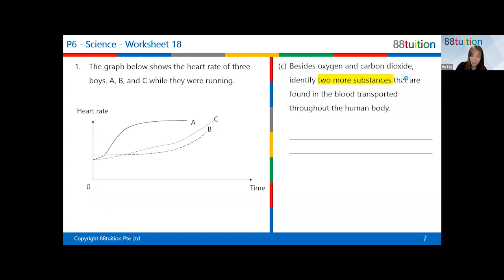Now, let's look at the next, 1C. Besides oxygen and carbon dioxide, identify 2 more substances that are found in the blood transported throughout the human body. All right, so I will highlight somebody's answer later. Okay, so you need to know, blood transports a number of substances. Blood transports carbon dioxide, oxygen. Another few more is actually water, digested food, and waste materials. So waste materials, you know where it's going to go.